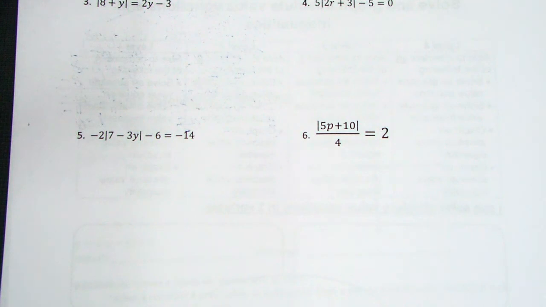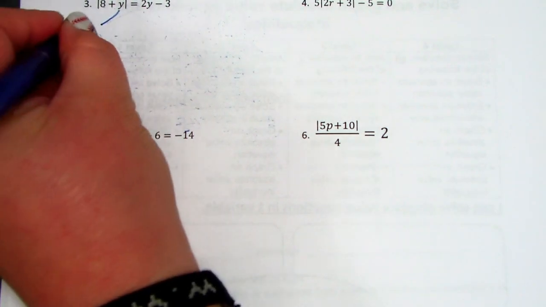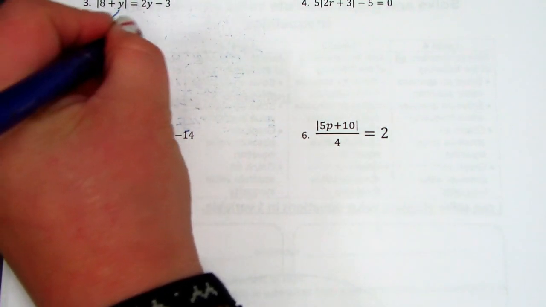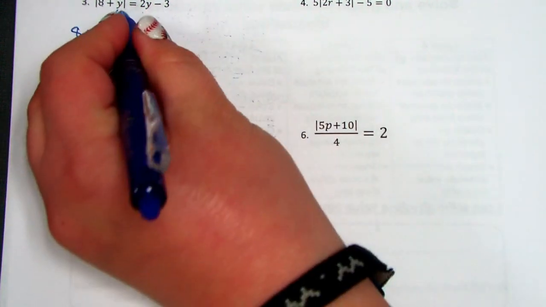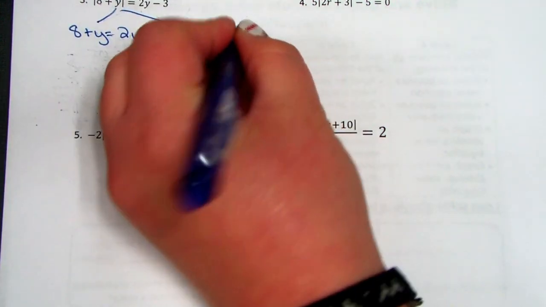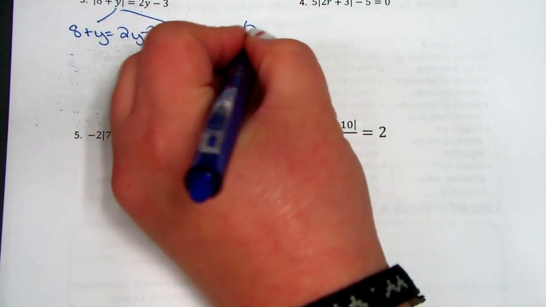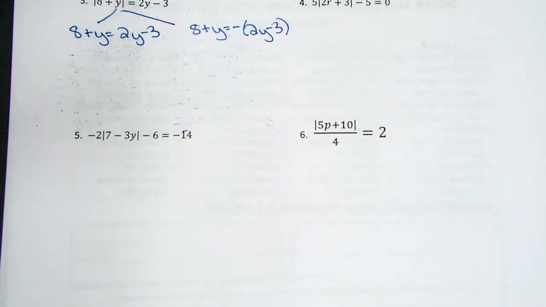So when I go to set up the two separate equations, I'm going to have one of them as 8 plus y equals 2y minus 3. Easy enough. But then the other equation will be 8 plus y equals negative, with parentheses, 2y minus 3. Because we want the opposite of the entire expression, we need to put parentheses around it so that we'll have to distribute the negative. So let's go and solve this.